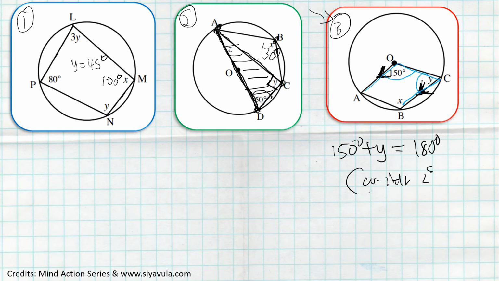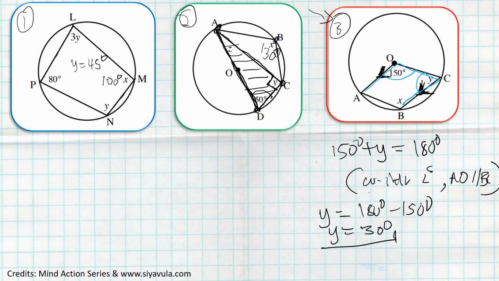Co-interior angles, right? And also we have to tell them the lines that are parallel. AO is parallel to what? To BC. Okay, we can go and solve for y now. Y will be 180 degrees minus 150 degrees. And our y will be what? Will be equal to 30 degrees. So your y there is 30 degrees.